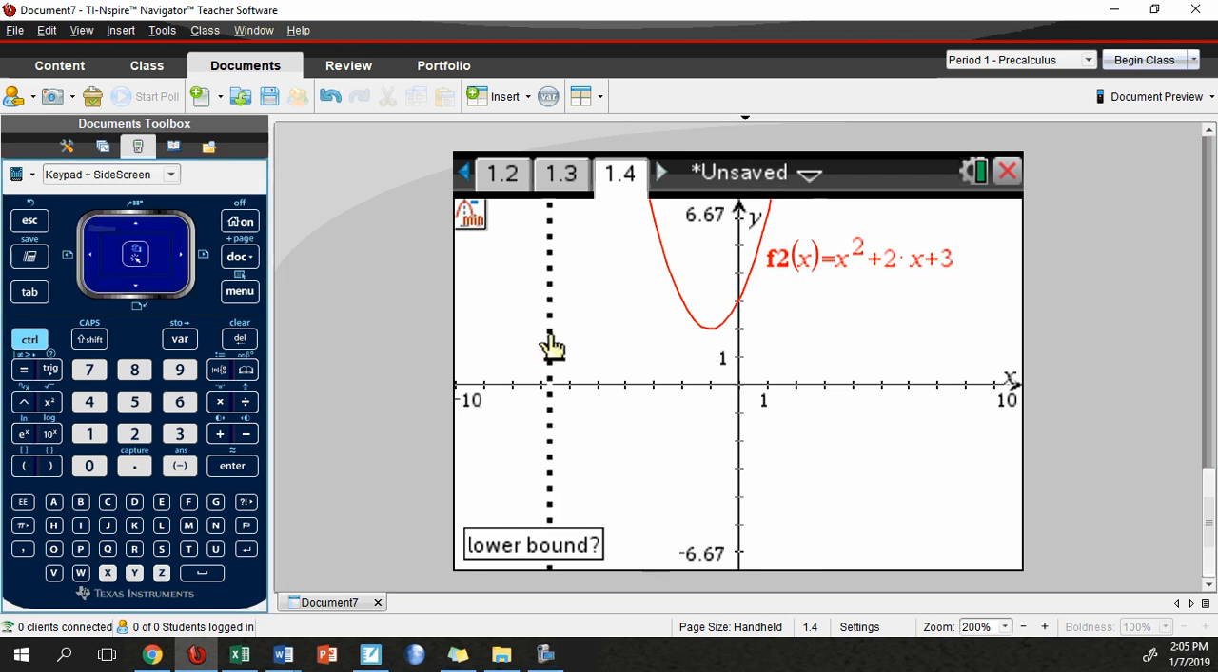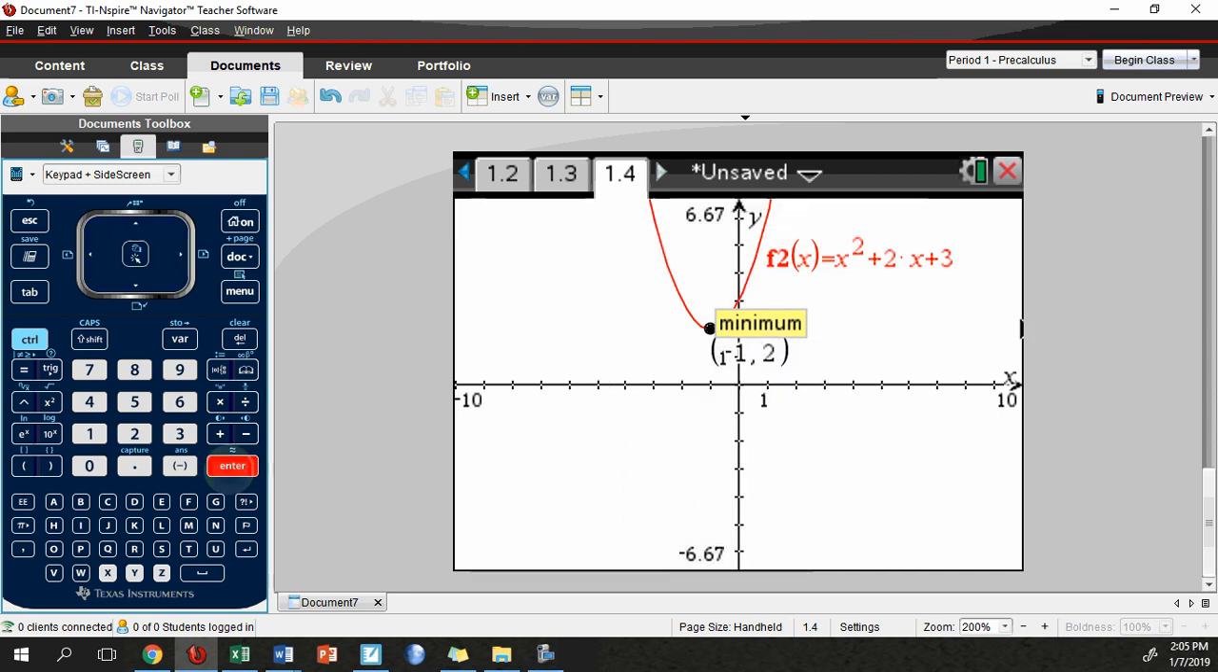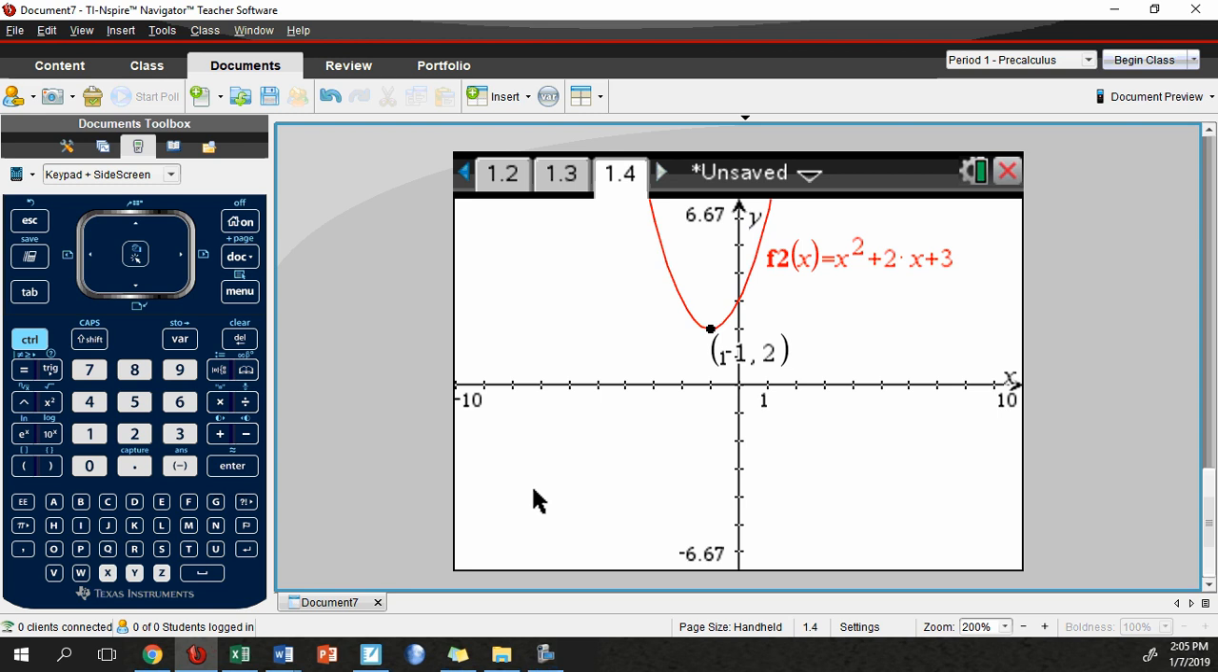Go clear to the left and hit enter. Go clear to the right. Yep. Come on. Keep going. You can do it. And hit enter. What is my minimum? Is that what I wrote on my paper? So I know I'm correct. Do we all understand that?